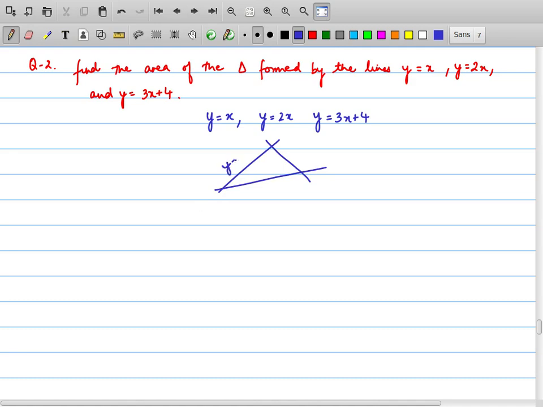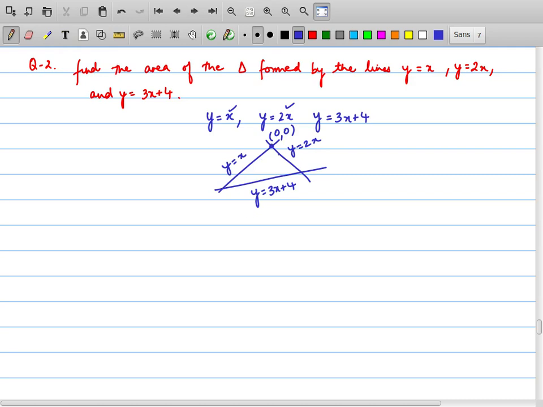So let's say this is y is equal to x, this is y is equal to 2x, and let's say y is equal to 3x plus 4. Now if you look closely, y is equal to x and y is equal to 2x are lines passing through origin, because we had discussed at this point that if the equation of line does not have a constant, then the line will always pass through origin. Therefore these two lines will pass through origin, therefore their point of intersection will obviously be 0, 0.